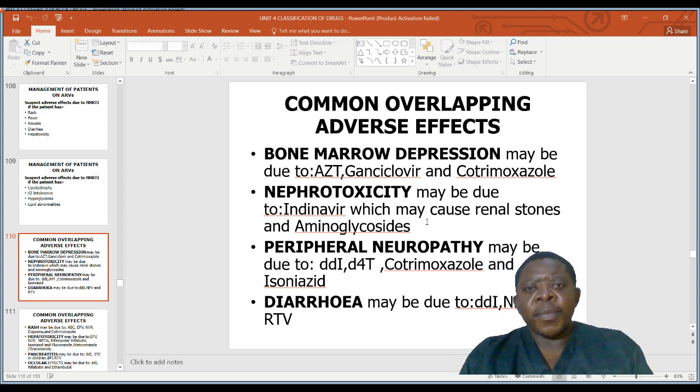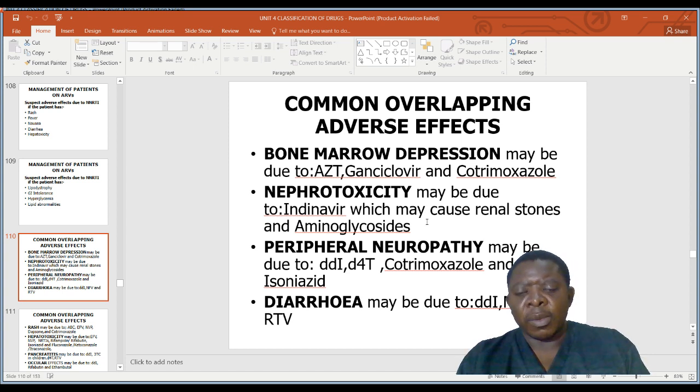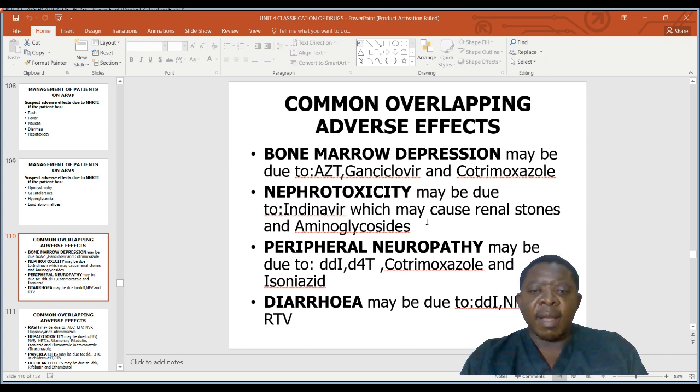Then other common overlapping adverse effects include nephrotoxicity. This may be due to anti-infectives, which may cause renal stones, and also if the patient is taking aminoglycosides, a group of drugs known as aminoglycosides, these predispose to renal stones. Then peripheral neuropathy. This may be due to didanosine, stavudine, cotrimoxazole or isoniazid. So for peripheral neuropathy, encourage patients to take a lot of water.